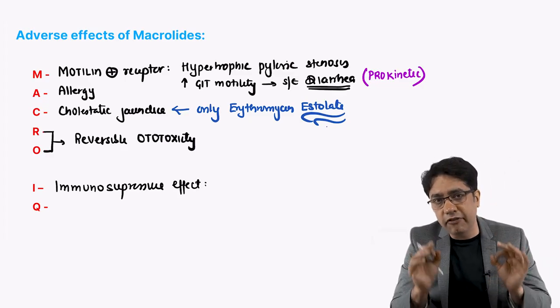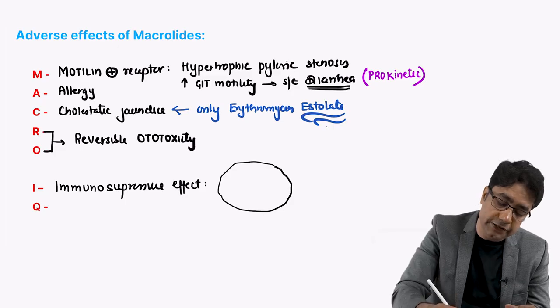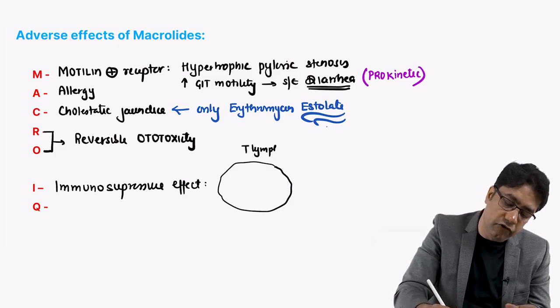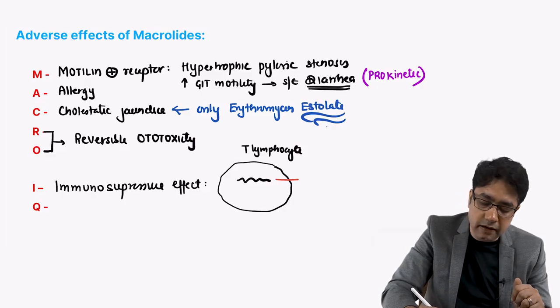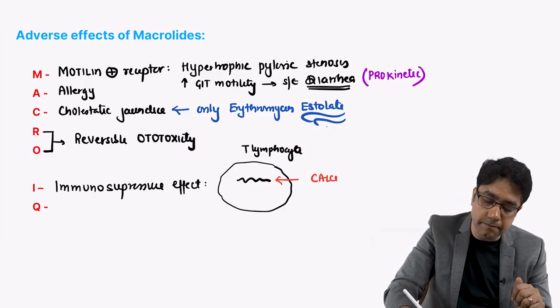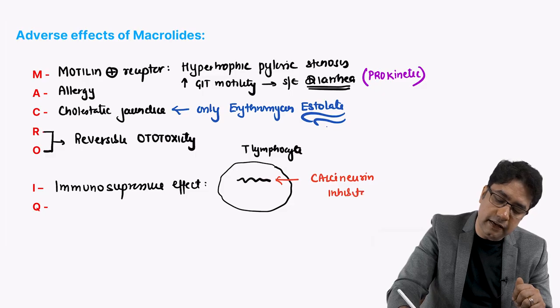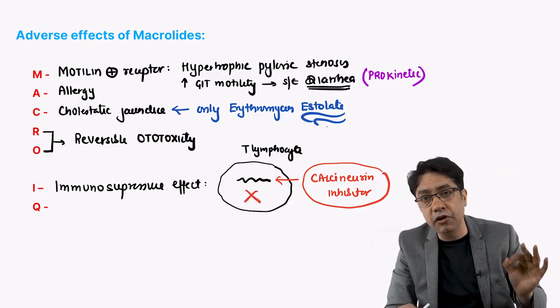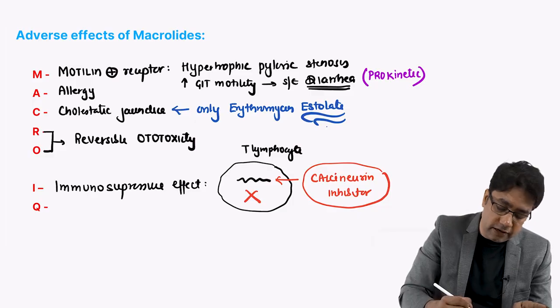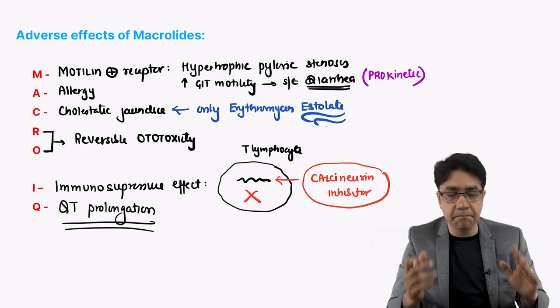Sir, how and why do macrolides reduce immunity of the body? Remember, we have T lymphocytes, and in our T lymphocytes there is an enzyme which maintains division of lymphocytes. That is the calcineurin enzyme. Macrolides are calcineurin inhibitors. Because of this, T lymphocytes will not be able to act, immunity will reduce. And Q is for on the heart: macrolides can cause QT prolongation. So this is the mnemonic, MACRO IQ.